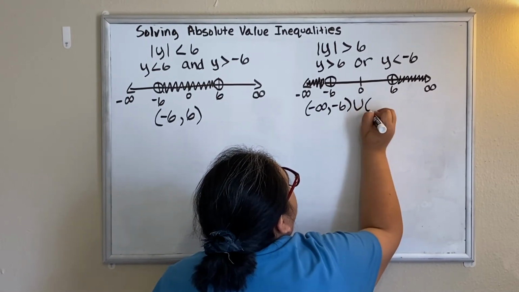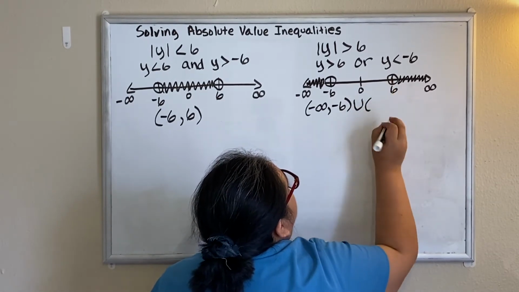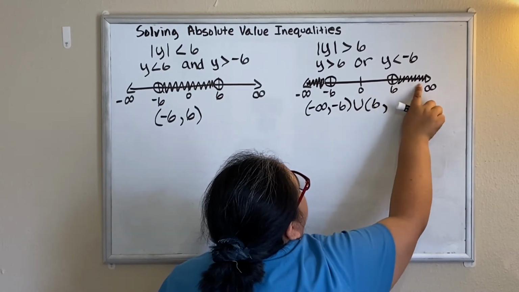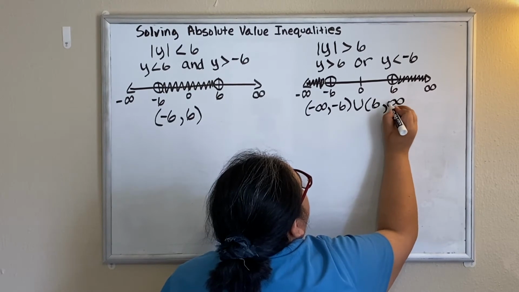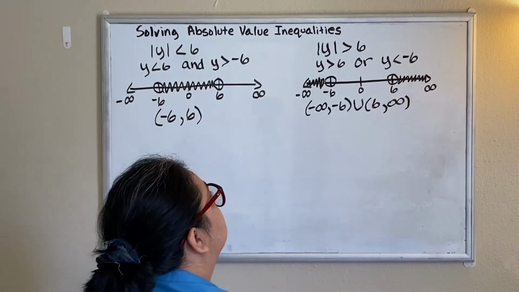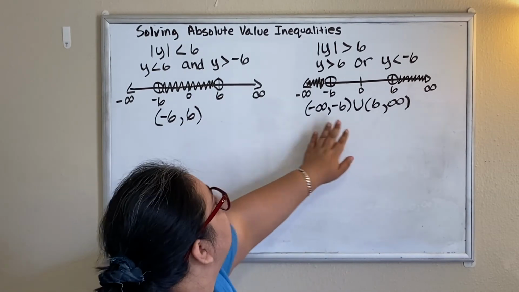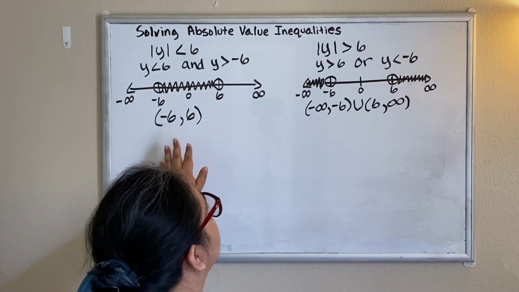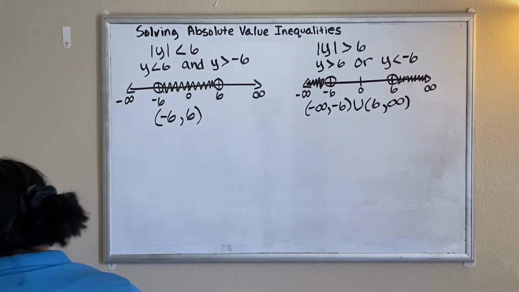And then I open a parentheses because I have an open circle at 6. We're going to start at 6, comma, and then it shades all the way to infinity. So we're going to go to infinity here. And then we're going to close the parentheses. So these are two very simple examples on how to do inequalities. So let's go to the next example.